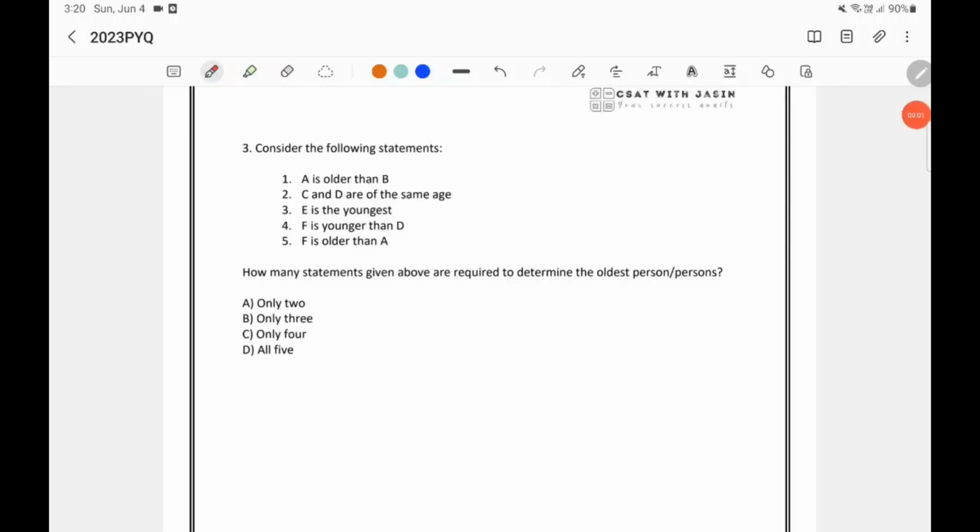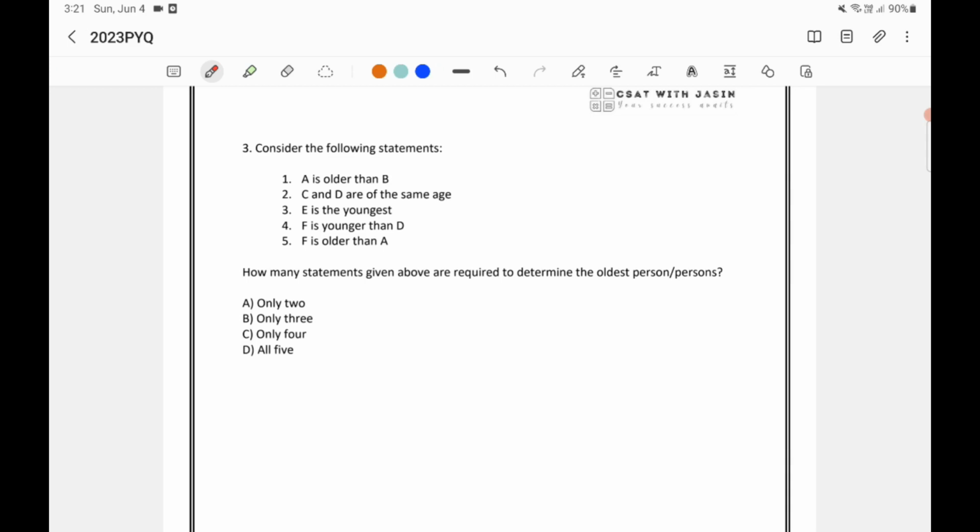So let's solve this question. Consider the following statements. So 5 statements are given. A is older than B, C and D are of the same age, E is the youngest, F is younger than D, F is older than A. So the question is, how many statements are required to determine the oldest person?